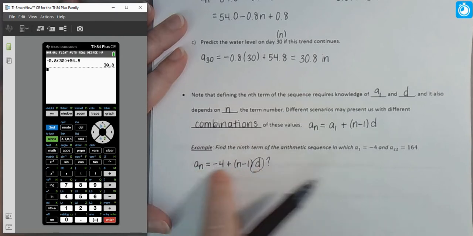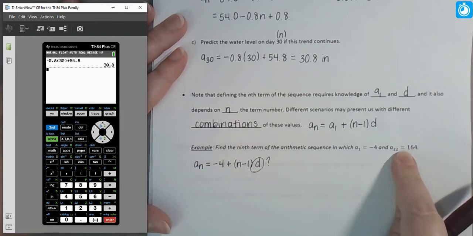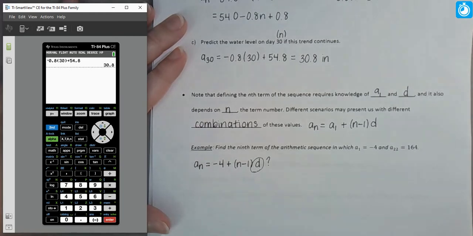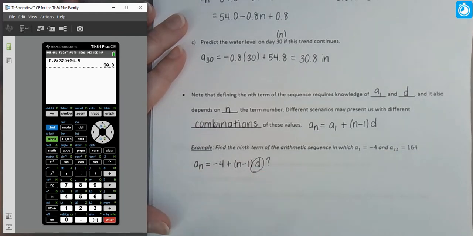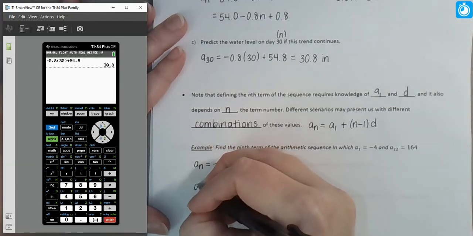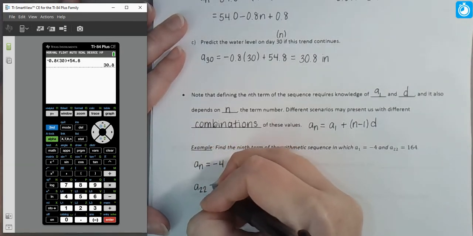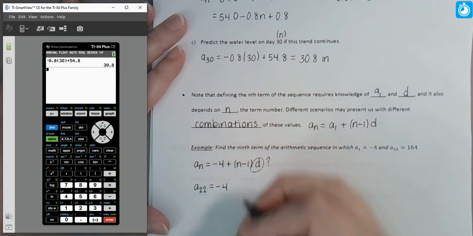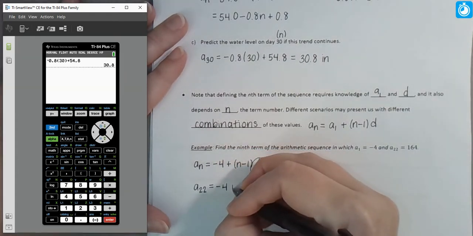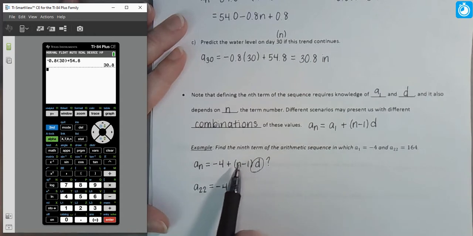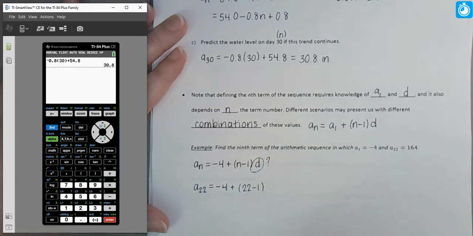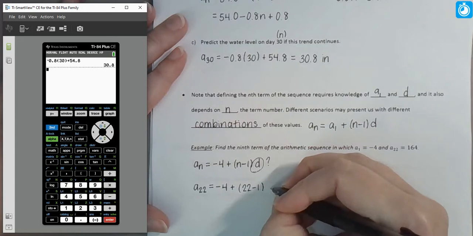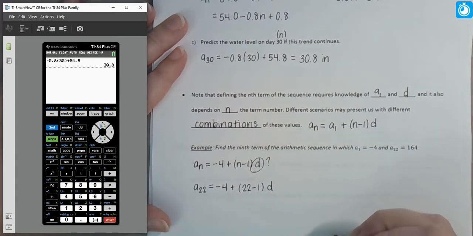I want to structure this statement based on my knowledge of the fact that a sub 22 is equal to 164. So if I were to sub in these values to the formula I have right here, what would I get? Well, I know that a sub 22 is equal to a sub 1, which we know is -4, plus n minus 1. Well, what is n in this case? N is 22. So 22 minus 1 times d, which again, we don't yet know.